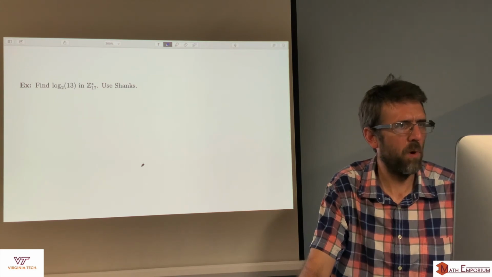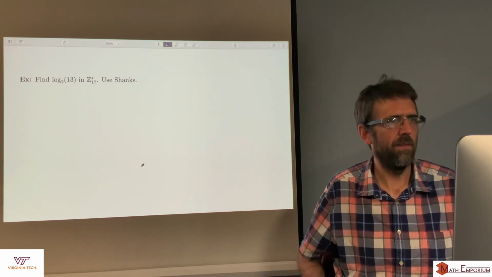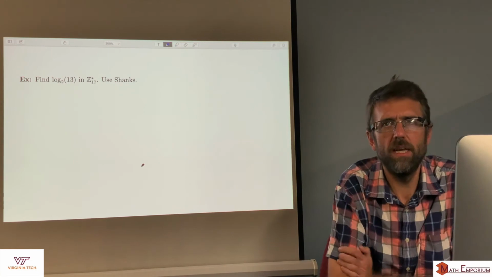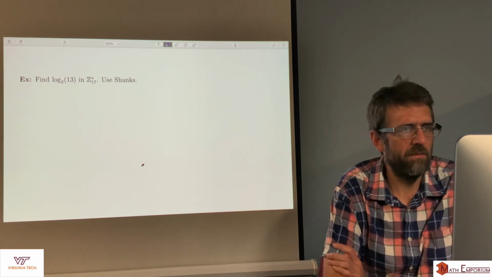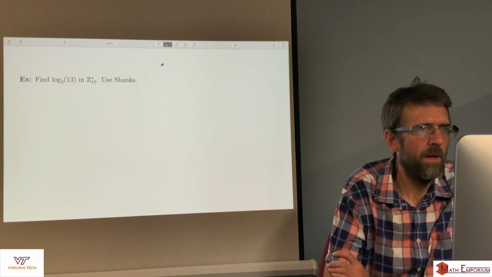Okay, let's do one more example. We're going to find log base 2 of 13 in Z mod 17 star. We're going to use Shanks' algorithm.